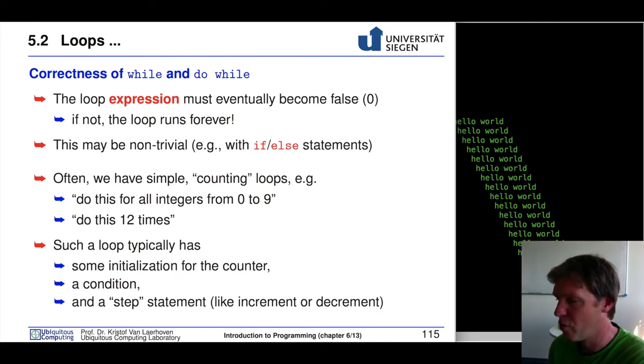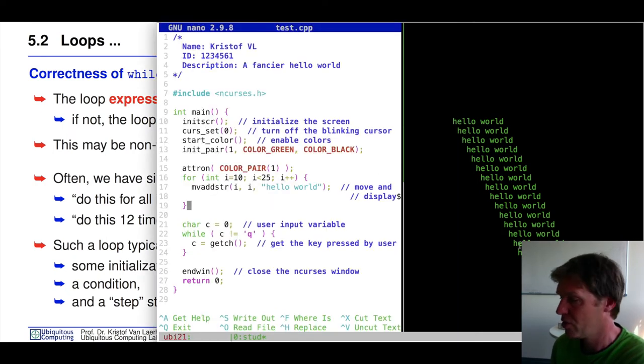Now, to avoid a program that runs forever and ever and ever, the loop expression must eventually become false. So whatever is between the braces needs to not stay true forever. Otherwise, your program will run forever and ever, just like this program over here, which is still running. It is asking for my user inputs, and it is therefore still running.